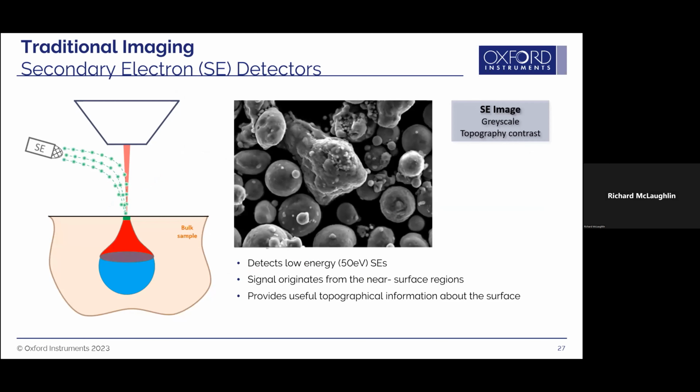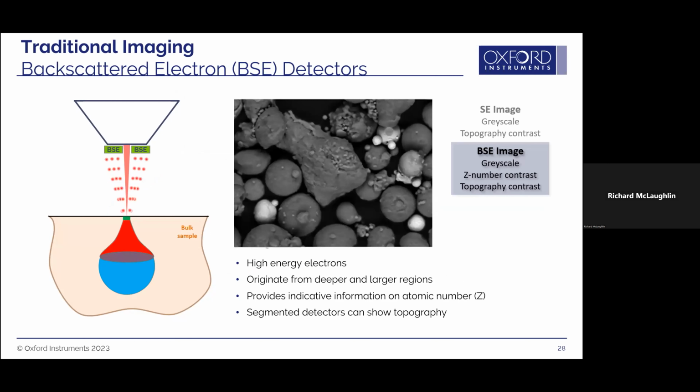So for imaging, you can use the secondary electron detector. It detects low energy SEs, 50 eV. It's near the surface and it provides topographical information. More times than not, if we're interested in chemical analysis, we want to use a backscatter to help us find areas of interest. It's composed of high energy electrons, backscatters. They originate deeper in the sample itself. They provide some information about the average atomic number. And we can use different sectors in the BSC to get some topography, some information about the height of the sample.